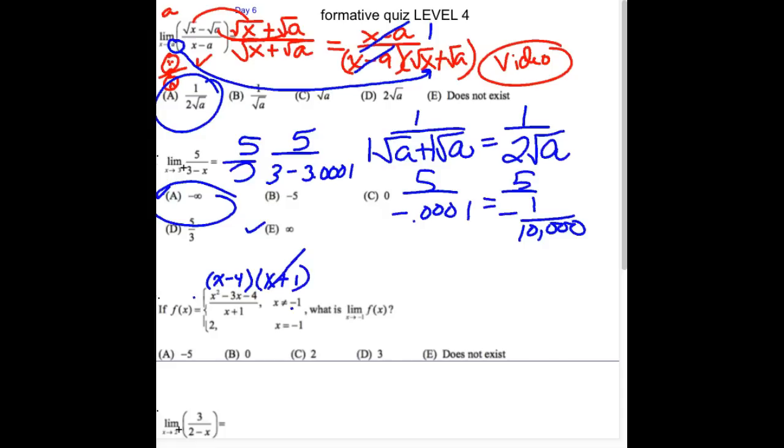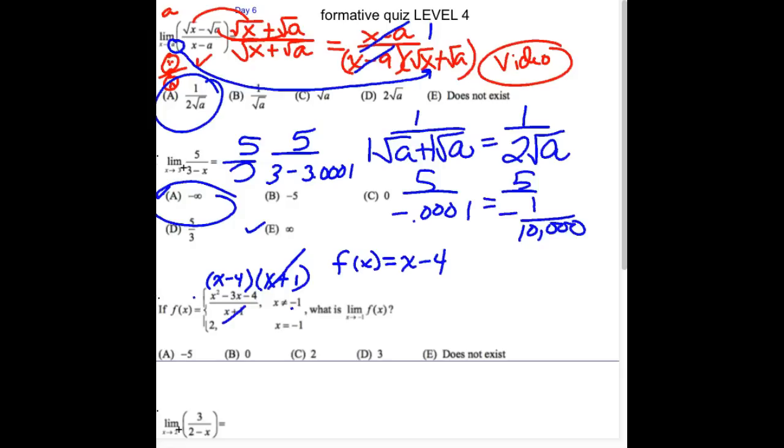I'm going to cancel. And really, this is a line. F of x is really the line x minus 4. It just has a hole at negative 1, right? Because the negative 1 is what caused the problem. So the question becomes, what is my limit as I approach there?